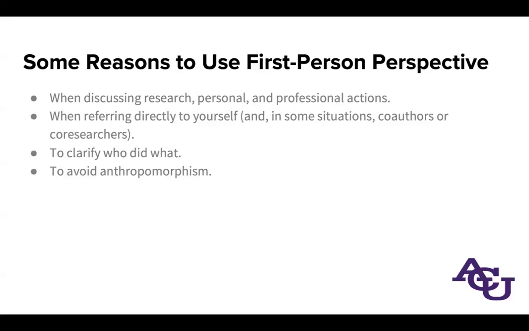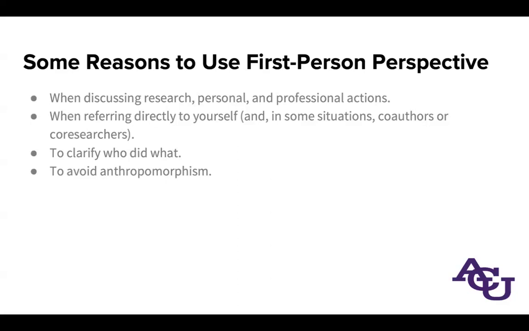you to use first-person perspective, because it's actually very helpful to clarify that you are talking about yourself doing research, a personal action, or a professional action, rather than someone who looks and sounds kind of like you, but we're not entirely sure because you're not using a straight I statement to say, oh, I did this, or I had this happen to me. So when you're referring directly to yourself, and in some cases, like if you're using we, co-authors or co-researchers, it's very helpful to see quickly, concisely, oh, that was you personally, especially to clarify who did what and to avoid anthropomorphism when you attribute human qualities to something that is not sentient.